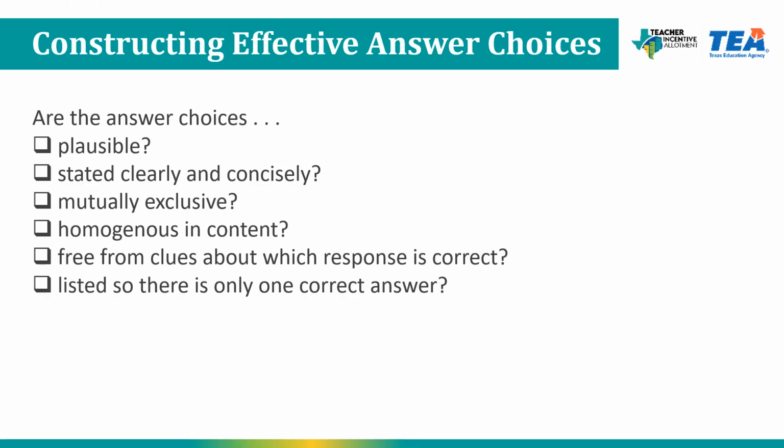In constructing effective answer choices, it's pivotal to ask critical questions. Are the options plausible, stated clearly and succinctly? Are they mutually exclusive, ensuring each choice is distinct? Are they homogeneous in content? They must also be free from clues hinting at the correct response and structured to offer only one correct answer. We'll delve deeper into each aspect, starting with implausible alternatives. These discussions are vital in ensuring the integrity and effectiveness of our answer choices. Evaluating these elements helps create a robust set of choices that accurately assess a student's comprehension of skills.